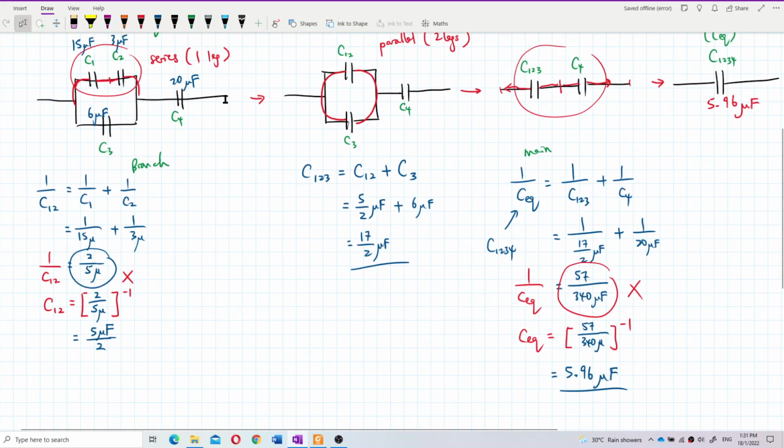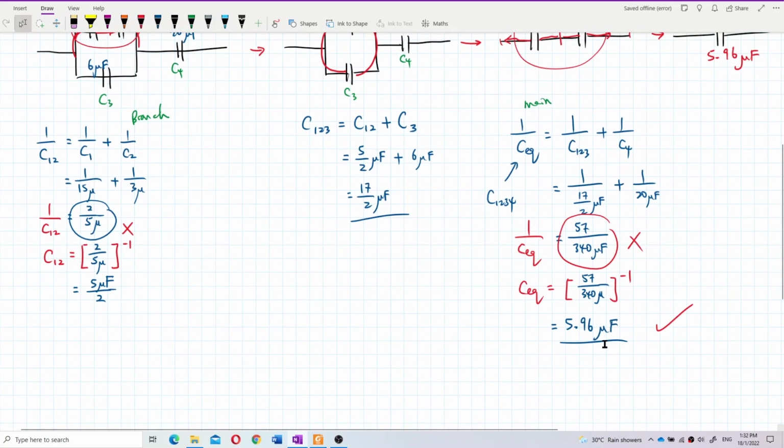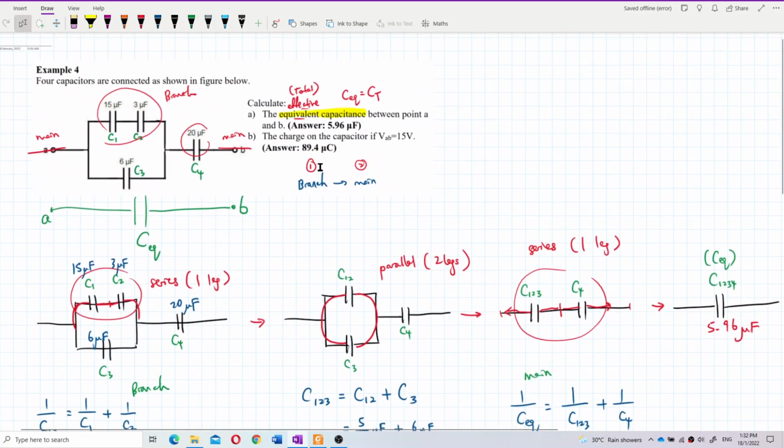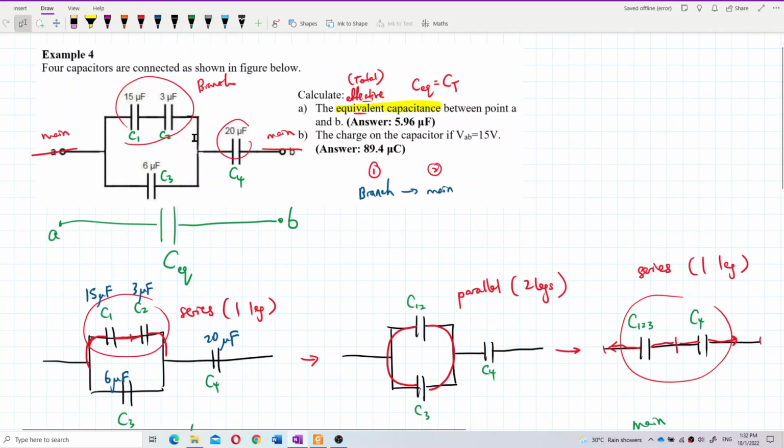Remember, when you're doing the 1/C, the inverse function, remember. Okay, 5.96, I got the total capacitance. Now I want to do part B. What is the charge on the capacitor if VAB is 15 volt?